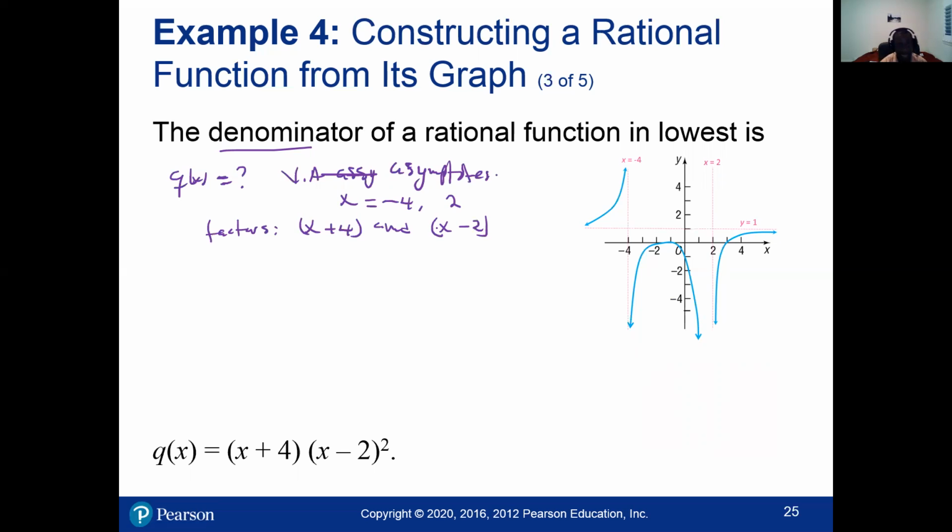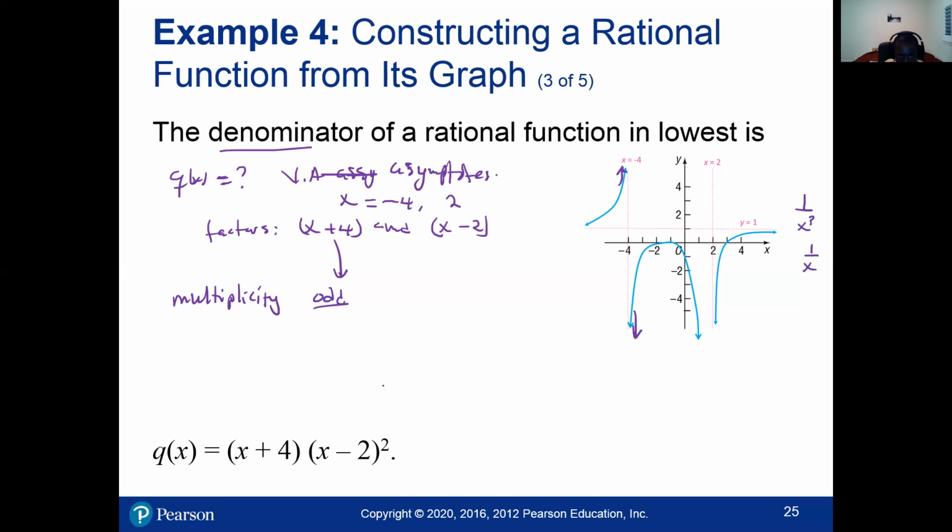All right, so now, what are their multiplicities? You see that at x equal to -4, it falls, and then it rises this way. So it behaves like 1 over x, with a multiplicity of 1. So this will have an odd multiplicity, and the least of them will be 1.